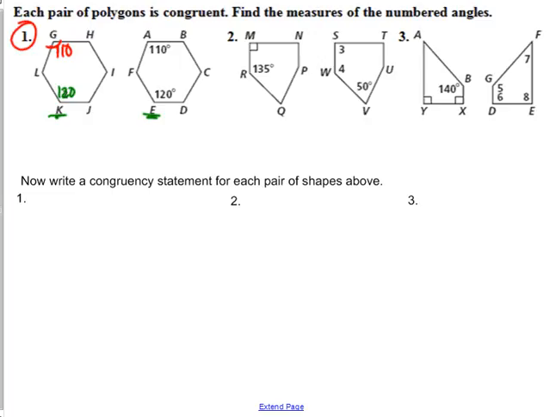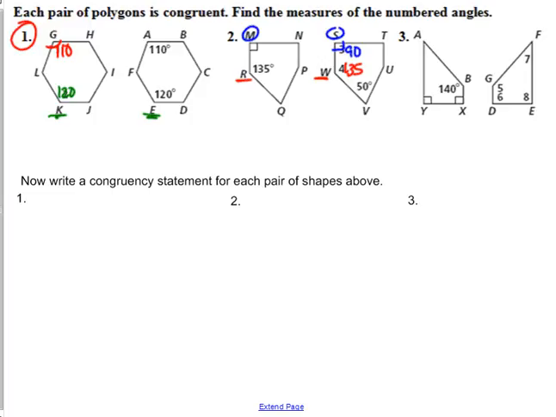If we move over to the next set of polygons, I've got MNPQR and STUVW. All right. Well, I see that angle 3 is in the same spot as M. And I know that that's a right angle, so that's going to be 90. I also notice that W, where the 4 is, we want to know what that angle is. That's going to be the same as R. So we're going to call that one 135.